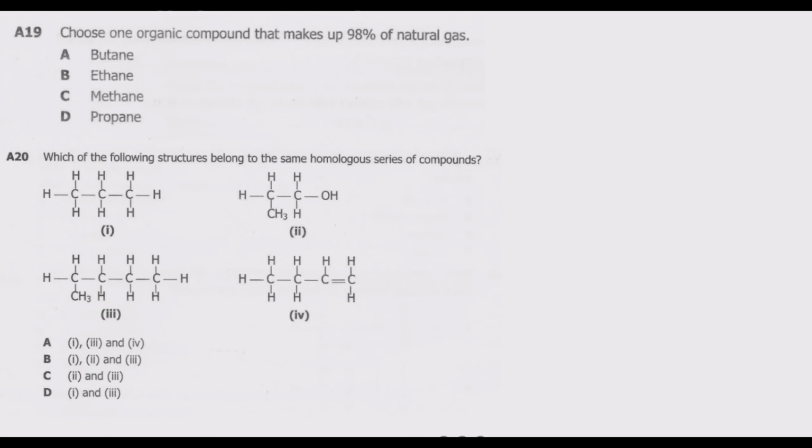Number 19. Choose one organic compound that makes up 98% of natural gas. So 98% of natural gas mainly comes from methane. So methane is the correct answer. So this is one thing that you should know by heart.